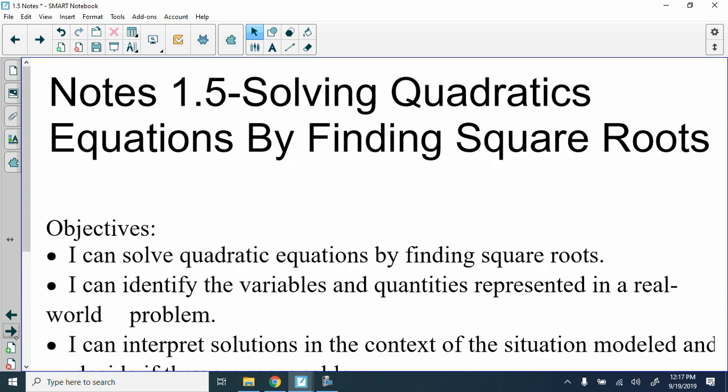Okay, so 1.5, as I mentioned, solving quadratics by finding square roots. So we're going to do that. We've been solving quadratics by factoring, and there are different ways of solving quadratics. The first way that we usually use is factoring, but square roots is a really quick way to solve if we just recognize when to use square roots. Identifying things in word problems and interpreting the context of the solution, we've had that going on a few times there.